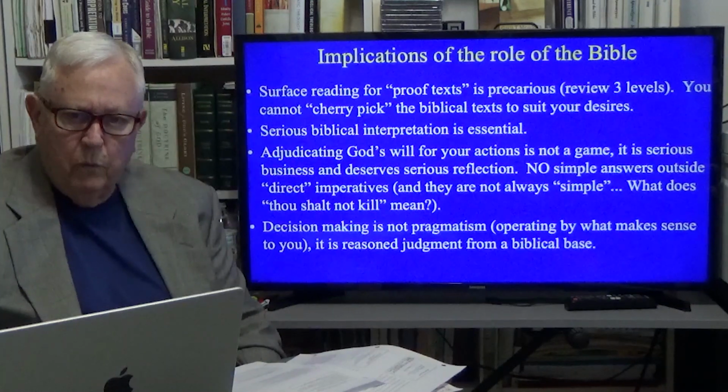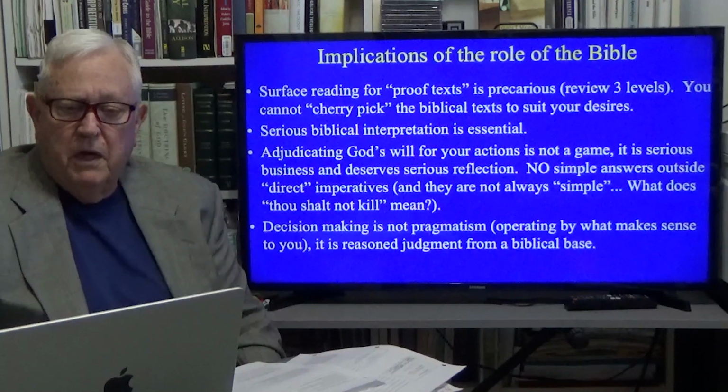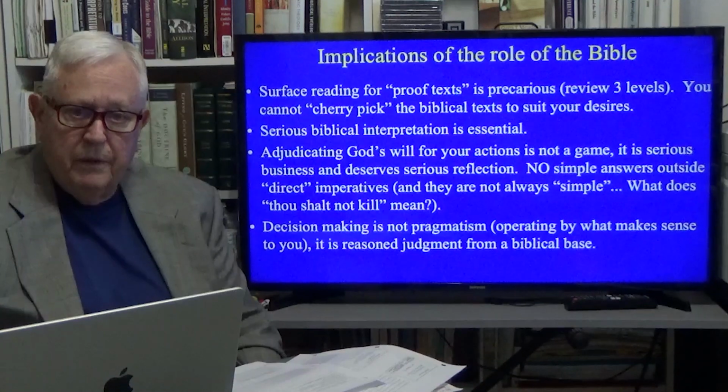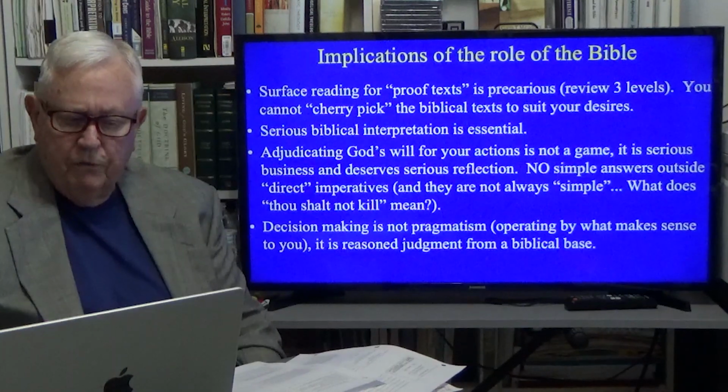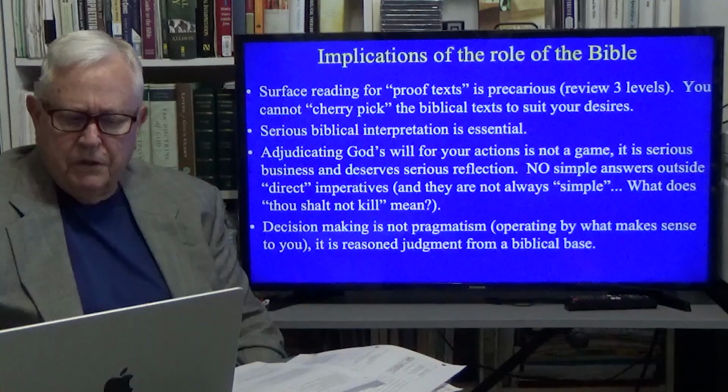You're going on finding words that fit what you deep down inside want to do. Sometimes you're aware of that. Sometimes you're not. You could be serious in doing it, but it's a seriously flawed methodology to cherry pick text in the Bible to prove a point.